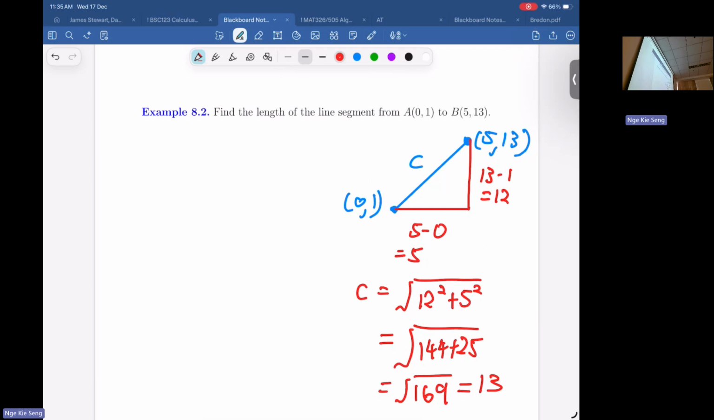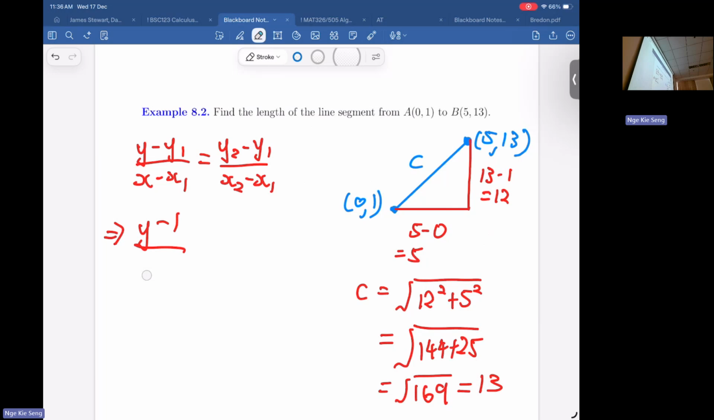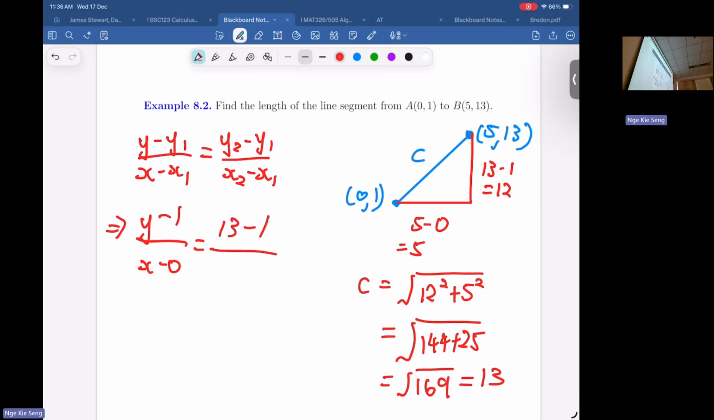Now we're going to use the arc length formula to compute it. But to use arc length, we need a function to describe this line segment. Can you cook up one? You know how to find this line function? y equals mx plus c, right? Or the other formula is y minus y1 over x minus x1 equals the gradient, y2 minus y1 over x2 minus x1. So we'll use this. So y minus 1 over x minus 0 equals y2 minus y1, which is 13 minus 1, over 5 minus 0. So what do you get? y equals 5x plus 1.